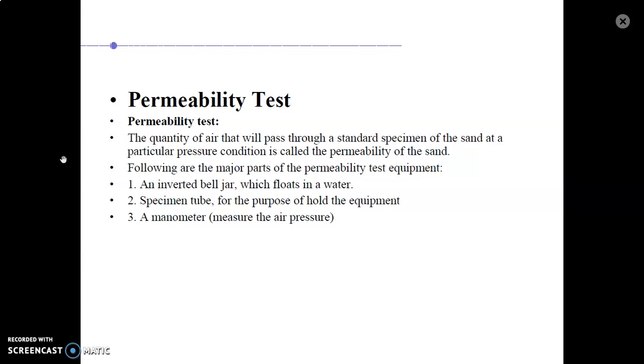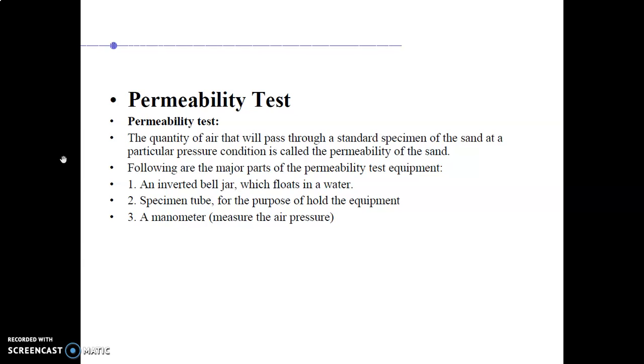Now the next one is the permeability test. The quantity of air that will pass through a standard specimen of the sand at a particular pressure condition is called the permeability test. So we are applying some pressurized air to the molding sand and calculating how much air will pass through the mold.